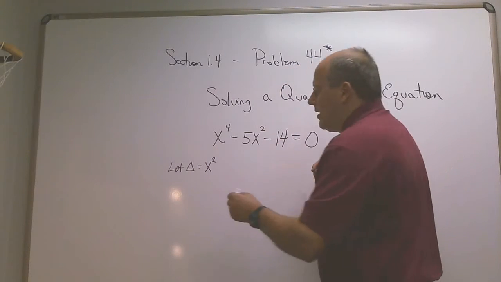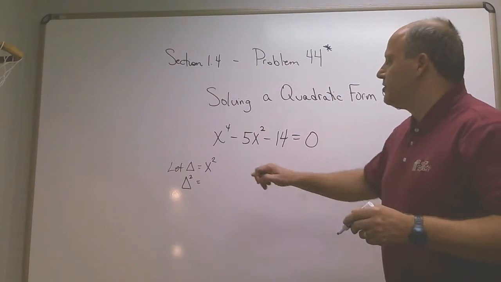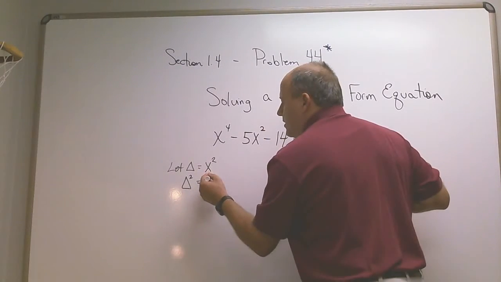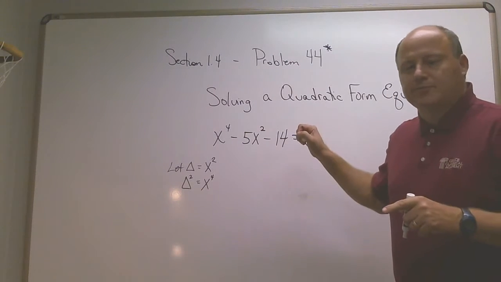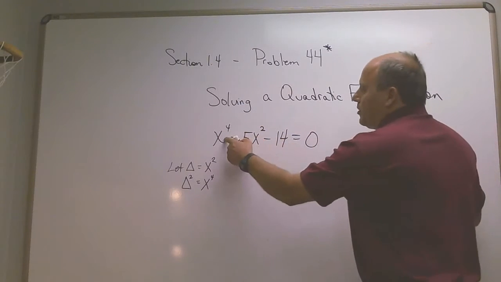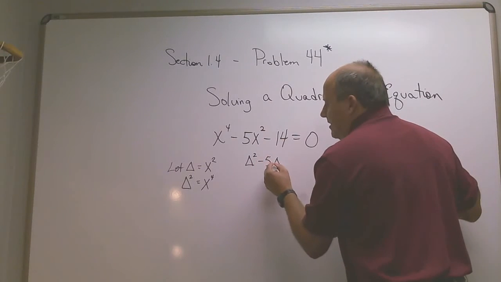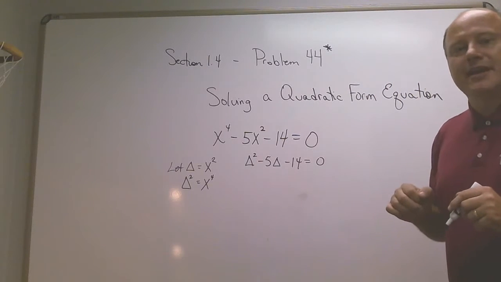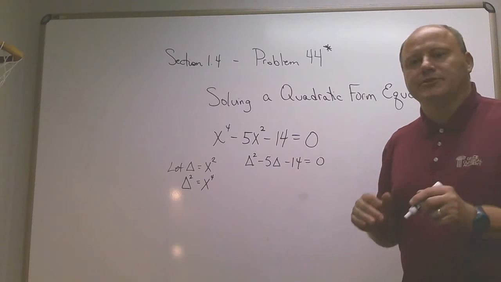And then I let delta squared be the first term without its coefficient. Well, there is no coefficient other than a 1 anyway, so in this case it would be x to the fourth. You take this equation and replace those terms in the original equation with the deltas. So the x to the fourth becomes delta squared, the minus 5x squared is a minus 5 delta, and then a minus 14 equals 0. Even though these deltas are not x's, it now looks like a normal quadratic equation.